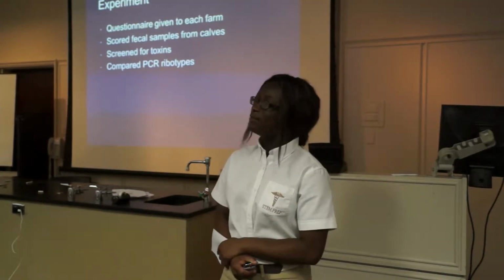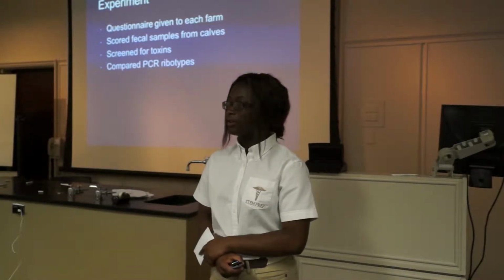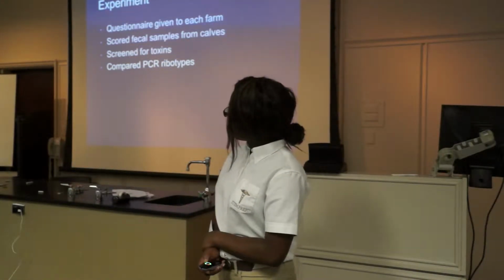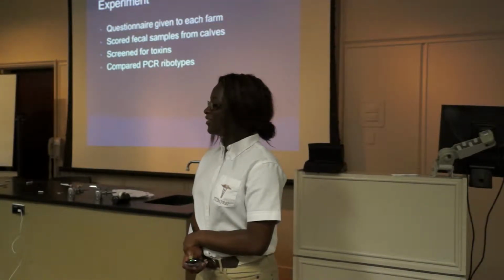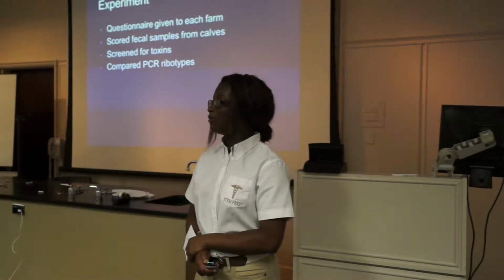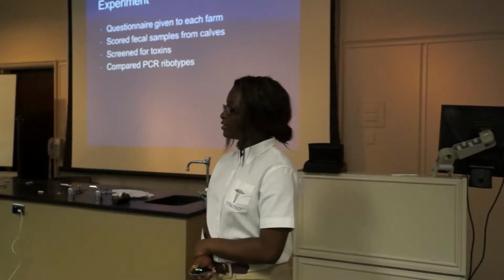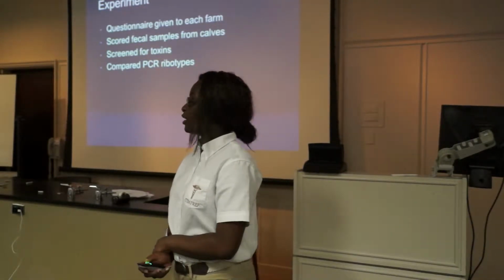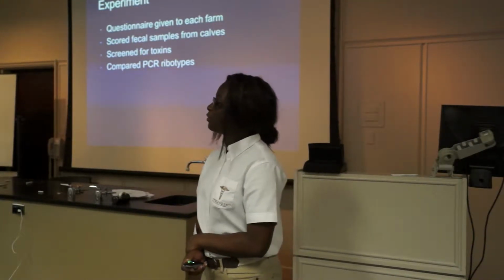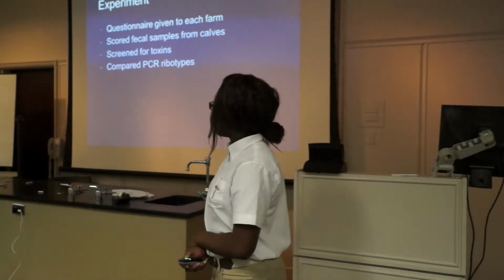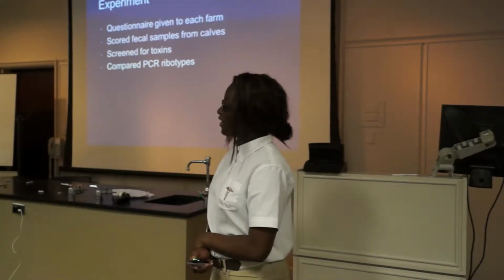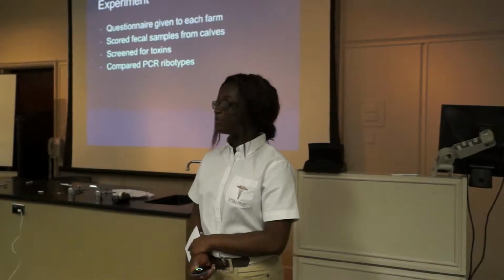A questionnaire was given to each farm about how they treated their cows. And fecal samples were collected from each farm and put in a scoring system. And the highest being 4, which was watery diarrhea. Each sample was screened for toxins and compared PCR ribotypes.